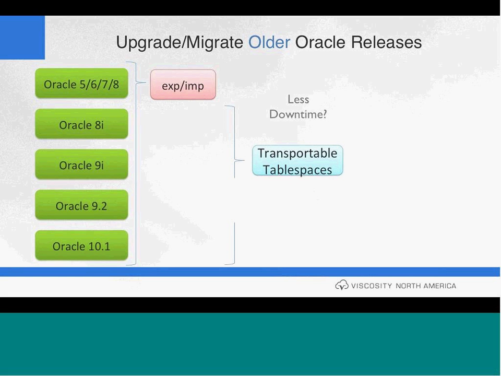For applications or systems that have hard downtime requirements, you can use transportable tablespace. That's one option. Now, if you have zero downtime requirements, and you need a quick fallback option, application tools such as Golden Gate, dbVisit, SharePlex will also work.